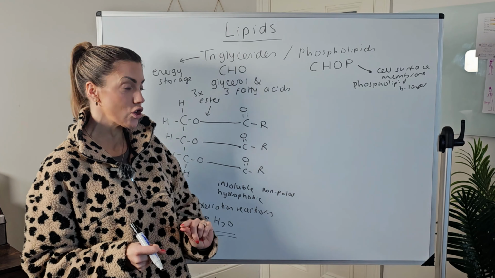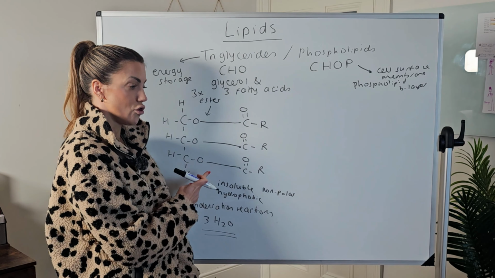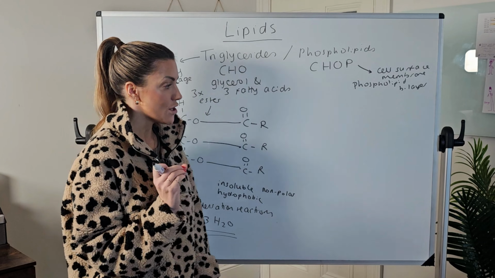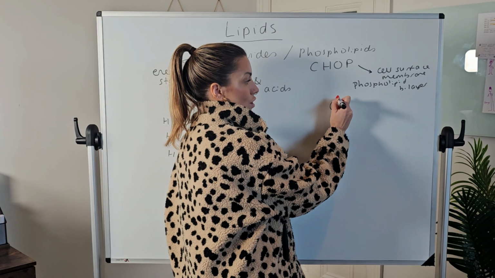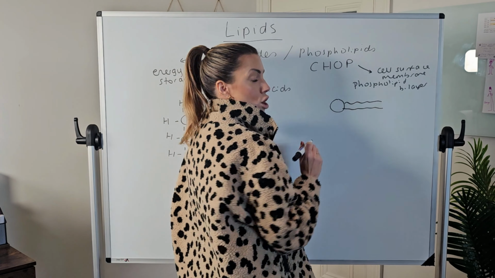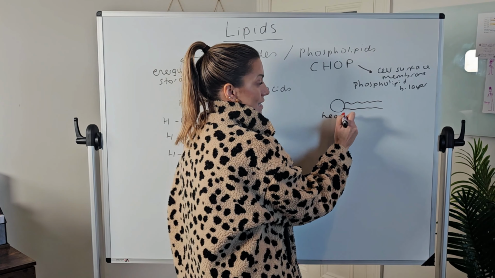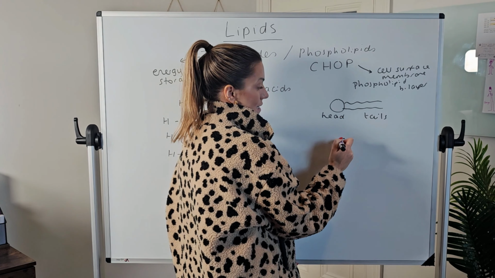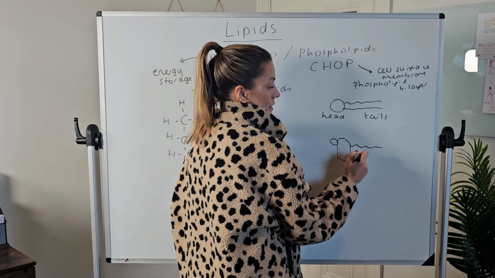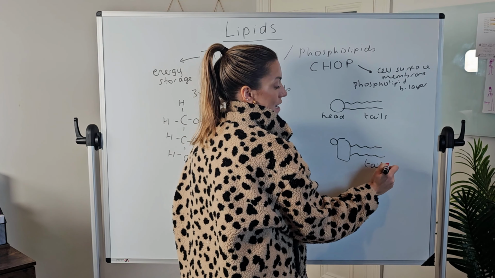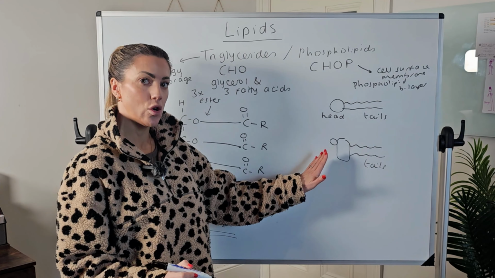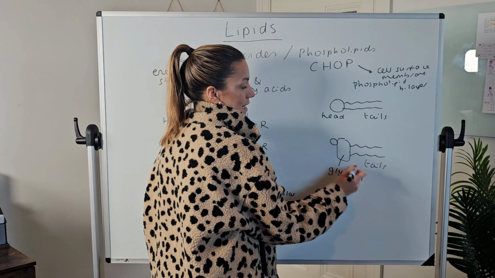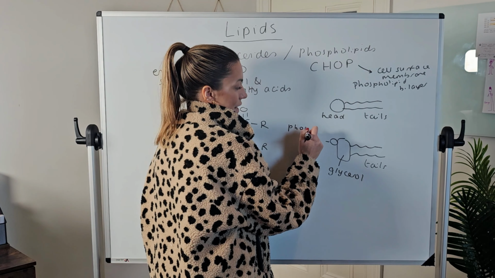Now, in terms of their structure, luckily we don't have to draw the structure of a phospholipid in as much detail as a triglyceride. So you might see a phospholipid just drawn like this, where we refer to the head and the tails. You might see it drawn like this, where we've still got the tails. It's just for the head portion of the phospholipid, we're showing that the head actually consists of glycerol and a phosphate group.